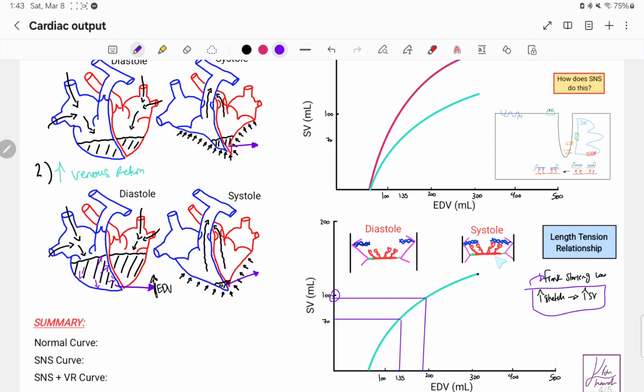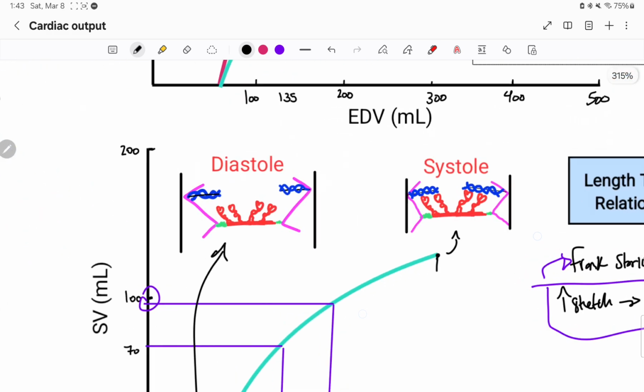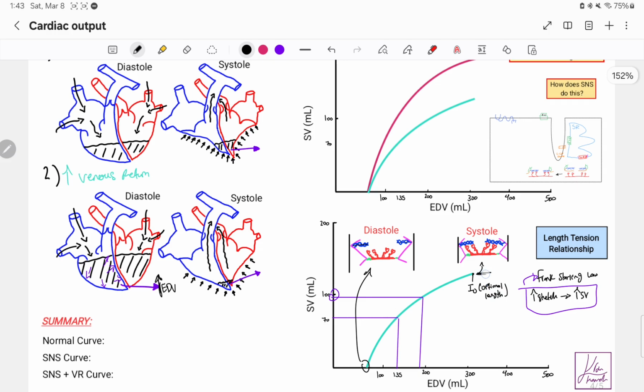That is placing the myocytes in a more optimal length, or optimal position, to contract, okay? So we can say that at this position, this is what the myocytes would look like, and at this position, this is what they will look like. Incidentally, what is this part of the graph called? Well, this part of the graph is I naught, and it stands for the optimal length. In physiological conditions, you cannot stretch the myocardium past this point, and this is why I say that there is no descending limb of this graph. There is only an ascending limb.